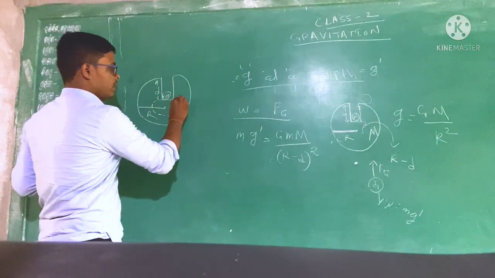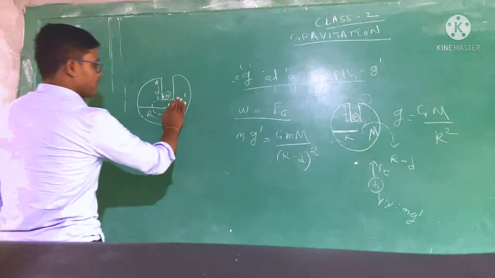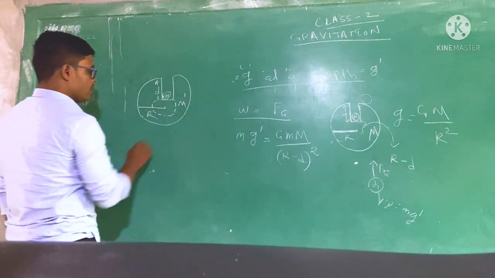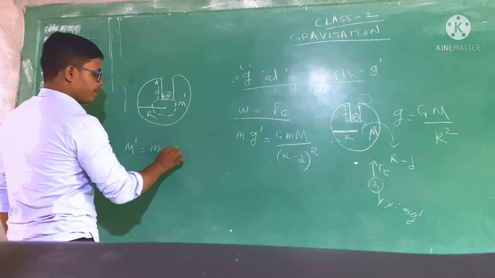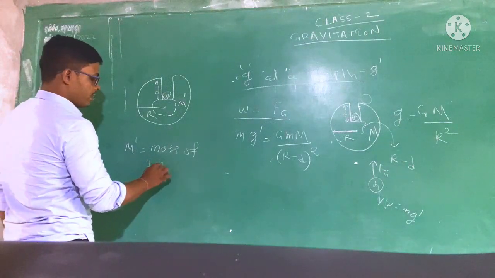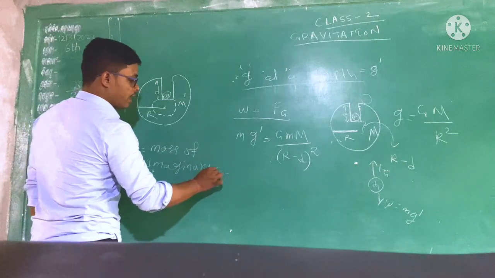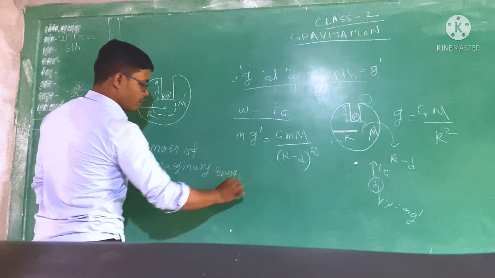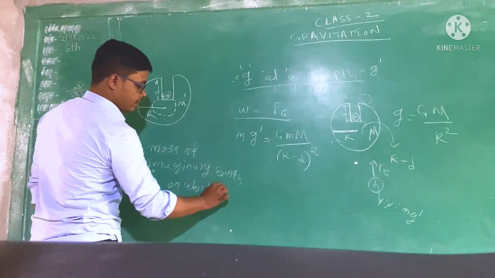So this mass is let m dash. So what is m dash? Let this be capital M dash. So M dash is the mass of the imaginary earth on which the object is situated.